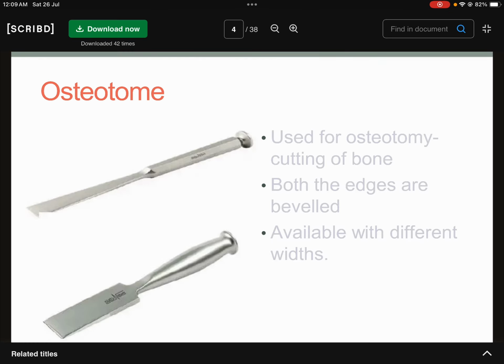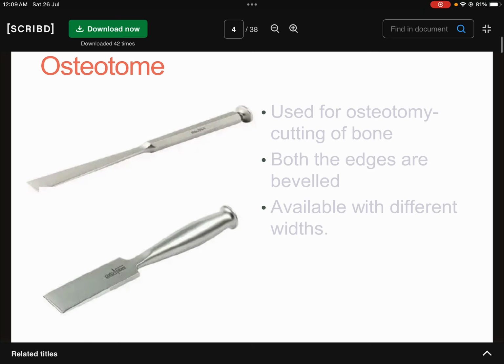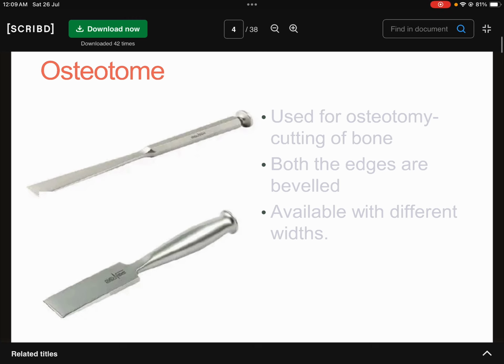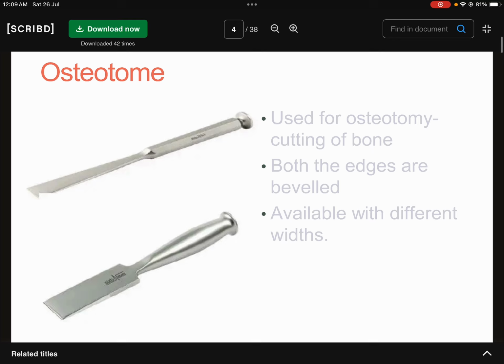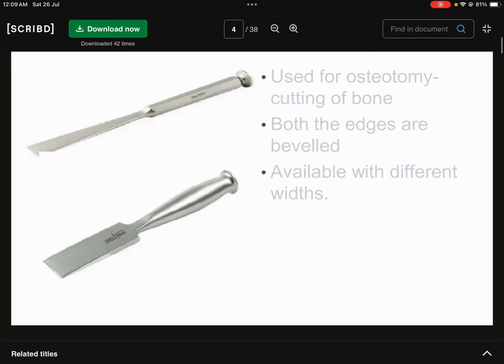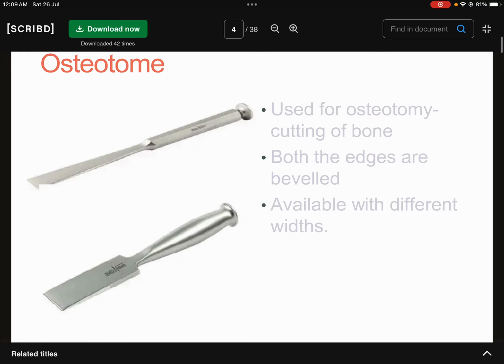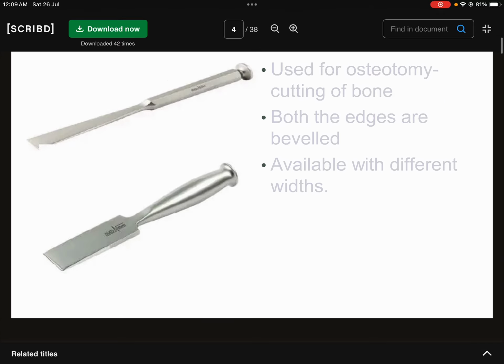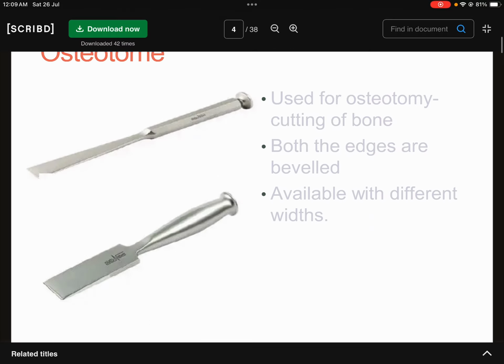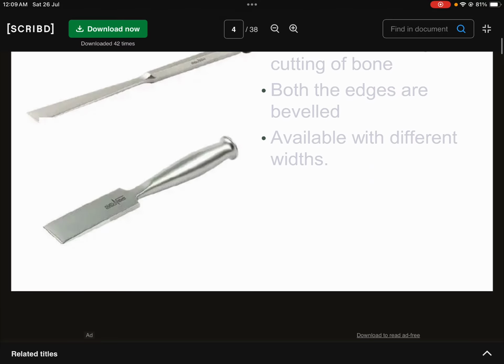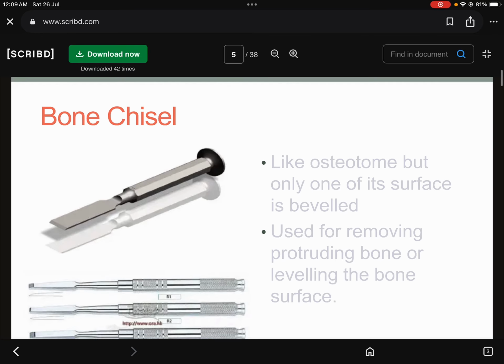This is the osteotome. Osteotome is used for cutting bone. In an osteotome, the edge of the instrument is beveled, both edges beveled. The osteotome is available in different widths, as required, where it is used. It is used for cutting bone in different sites.